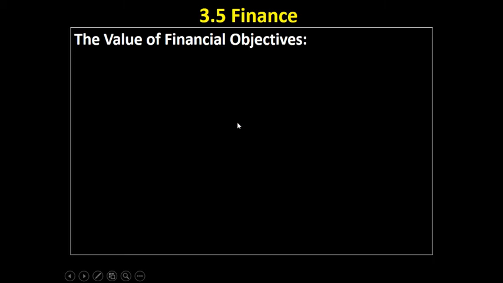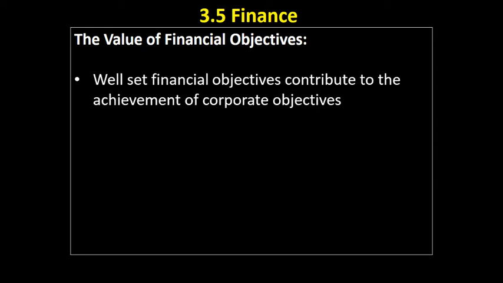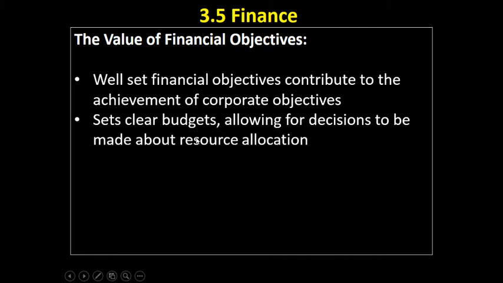So what's the value of setting financial objectives? Well, it will enable us to achieve our corporate objective. Organisations are driven to achieve their corporate objectives. Setting good financial objectives is going to allow us to do that. Financial objectives help to set clear budgets, which allows for decisions to be taken about resource allocation. So by setting clear financial targets for each department, it enables the managers and the workers within that department to know what constraints they're operating within, which can help them make decisions that are going to benefit the business.